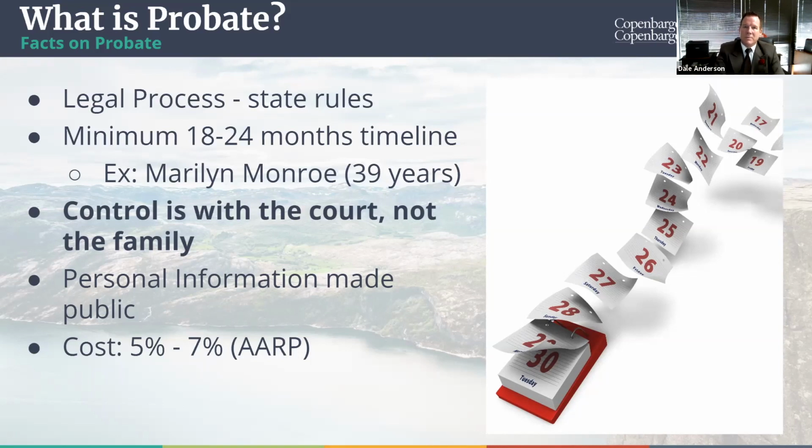And what did I say when a document gets filed with the court? What is it? That's right, it's public. So remember that cousin Jackie who you couldn't stand throughout your life? Once that document gets filed, she can go to court and see everything you owned and what it was worth. Next, the cost can be very expensive.